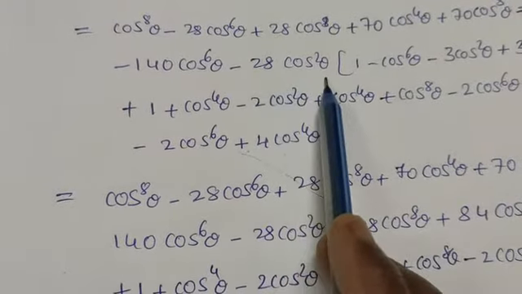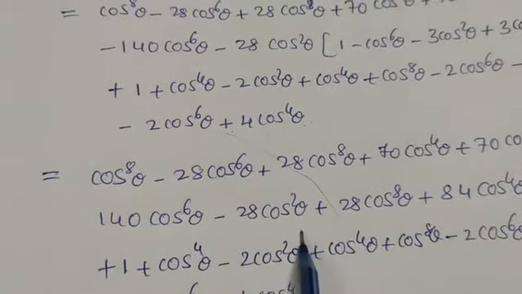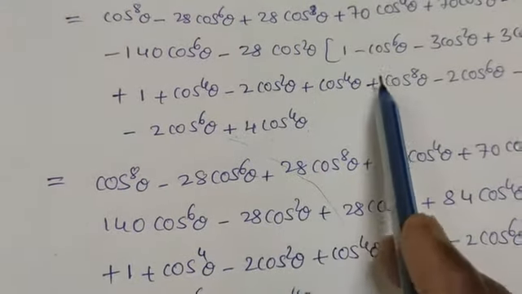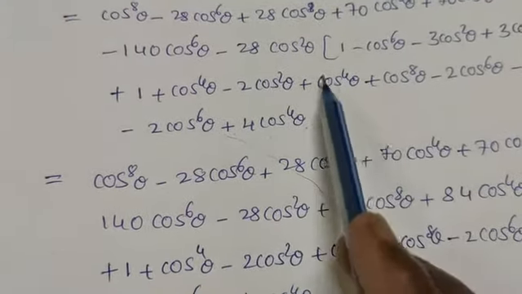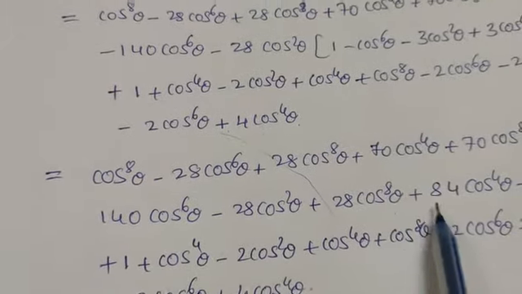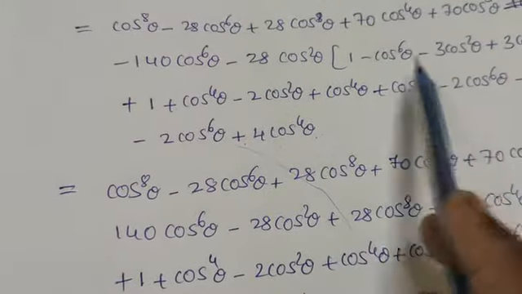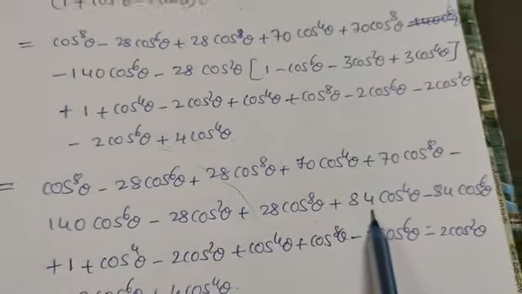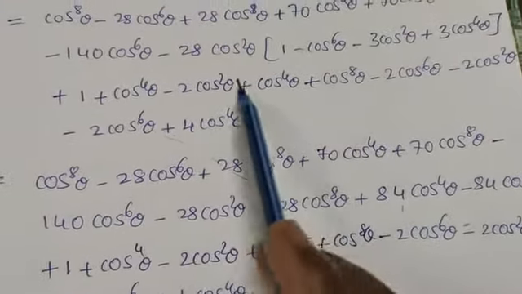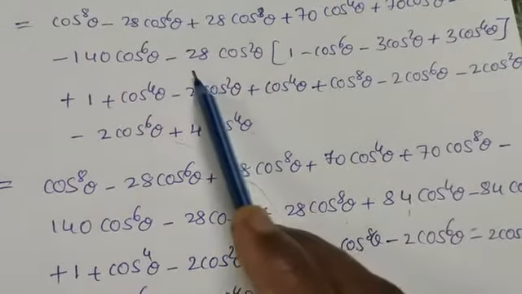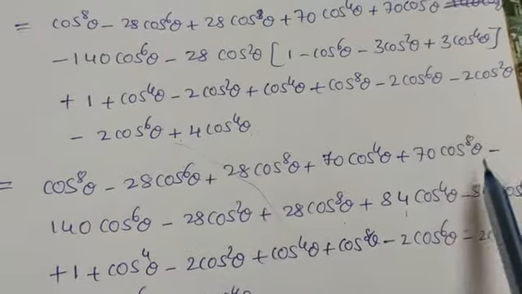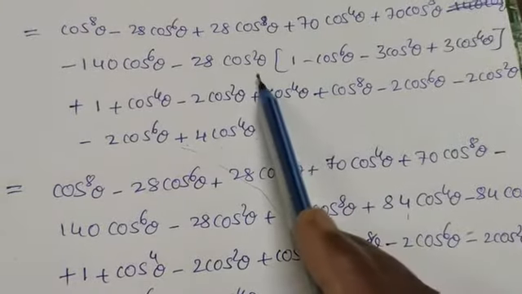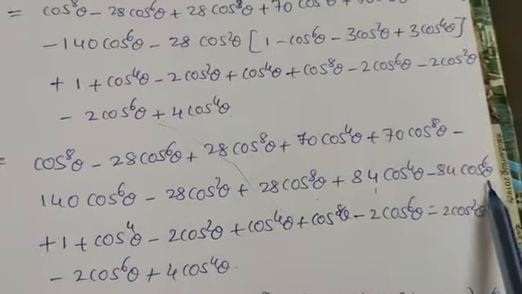Minus 28 into cos square into 1 is minus 28 cos square, and minus into minus plus 28 cos square into cos raised to 6 is cos raised to 8. Then minus into minus plus 28 into 3 is 84. Cos square into cos square is cos raised to 4 theta. Again minus into minus plus, here this is minus and this one is plus, so it is minus 84 cos raised to 2 into cos raised to 4 is cos raised to 6 theta.